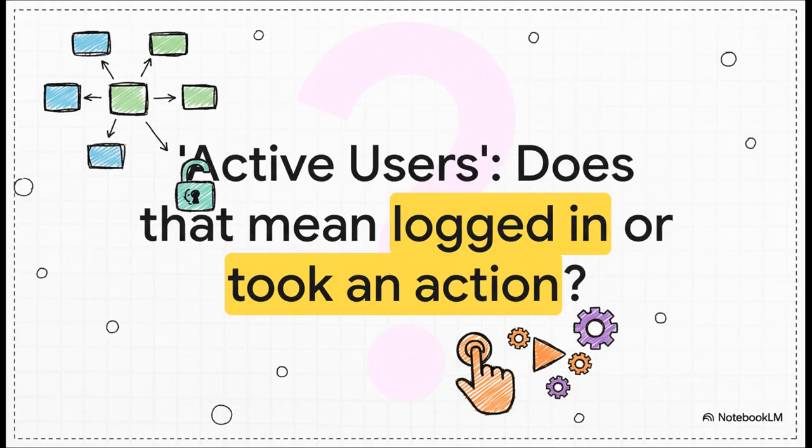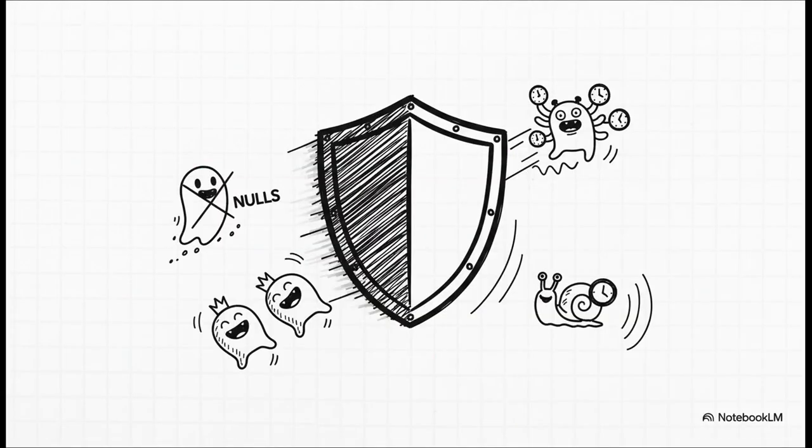Think about a simple metric like active users. What does that actually mean? Does it mean someone just logged in, or do they have to do something specific like perform an action? If you don't define this with total precision, your numbers are basically worthless. And that ambiguity, it's just one of many threats out there.